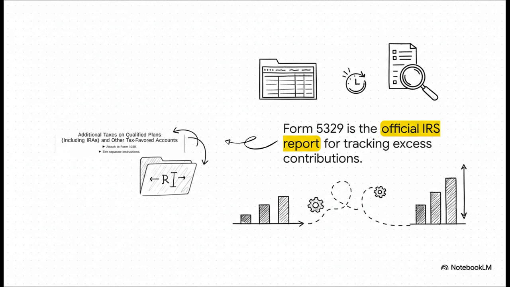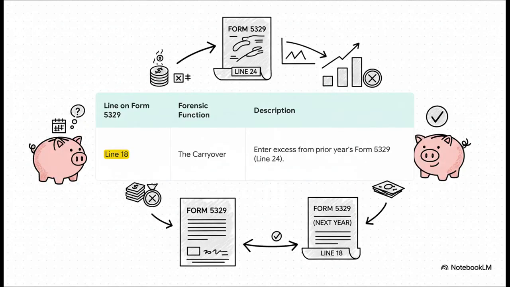So let's break down the key lines you'll be using for a prior year correction, because each one has a very specific forensic function. First up, line 18. This is the carryover. Just think of it as the "previously on" for your tax situation. You literally take the excess amount from last year's form, from line 24, and you plug it in right here. This is the official mechanism that makes the tax cumulative. It's how the IRS keeps the clock running.